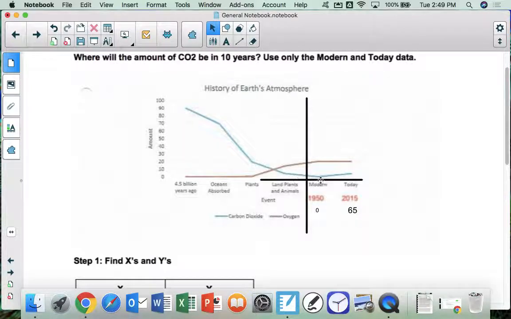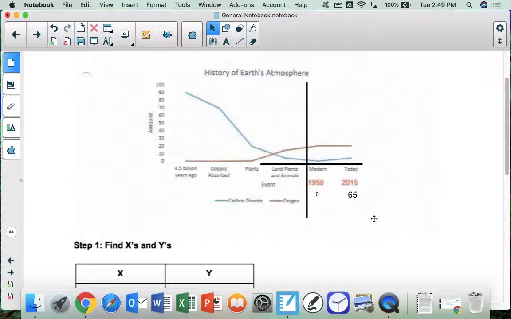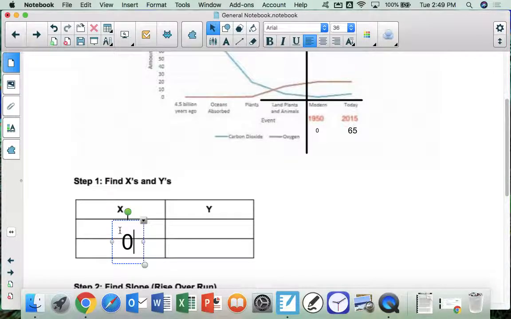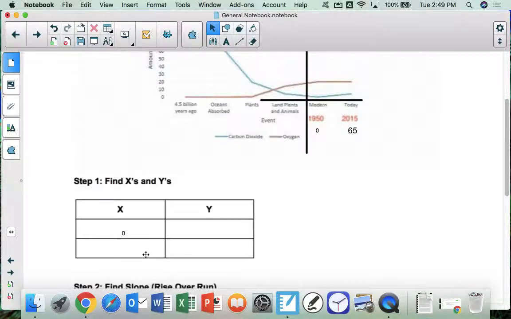That is along our x-axis that I have drawn here. I've drawn an x-axis to show where 0 is. So I'm going over here on my x-axis. The first coordinate is 0, and the second coordinate is 65.